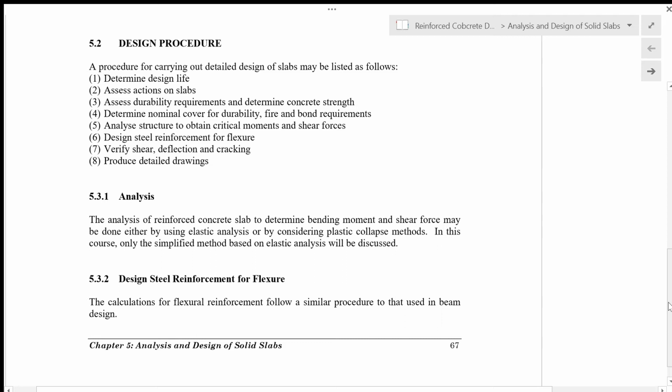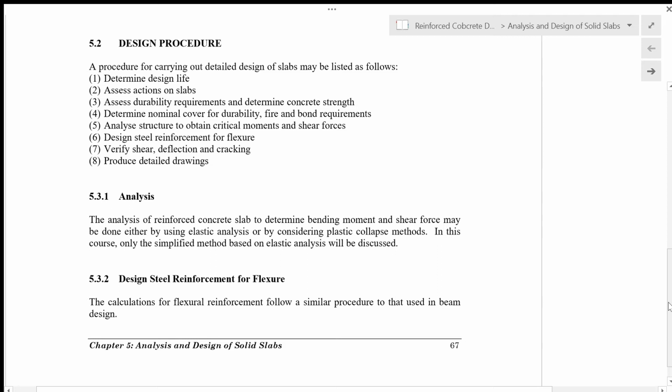Okay, so normally we do not need shear reinforcement, so that's why we only verify the shear stresses, or the shear force, to be less than the strength of the slab. And then we produce detailed drawings for the construction of the slab.